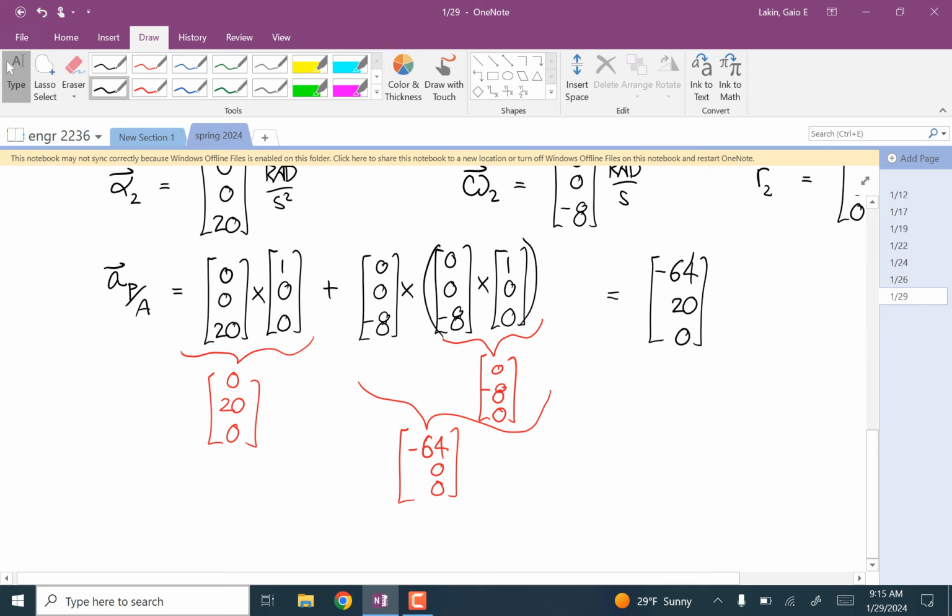What are the units here? Meters per second squared. We're in SI units, and this is a regular acceleration, so this is just meters per second squared.